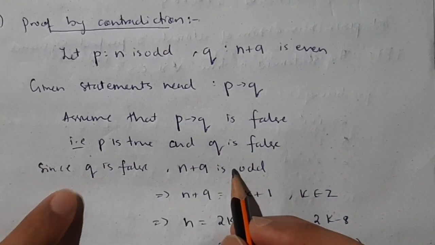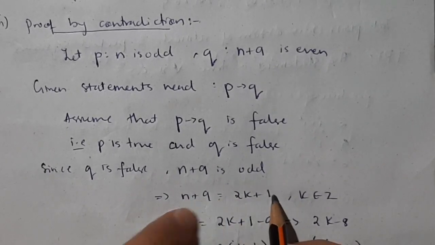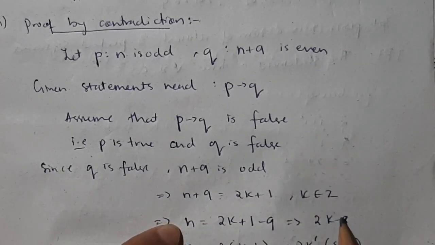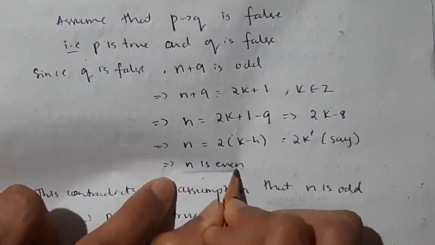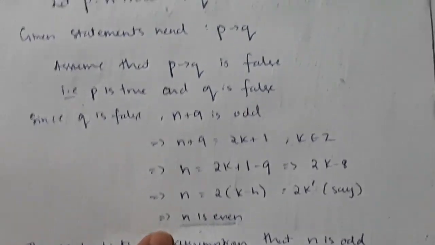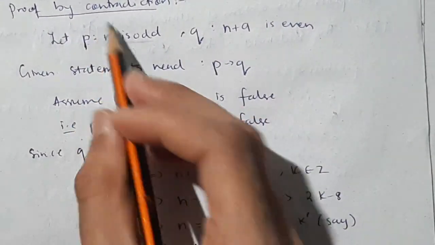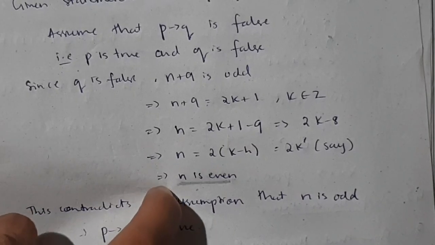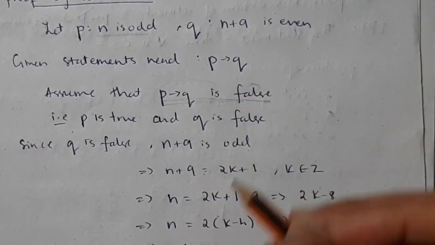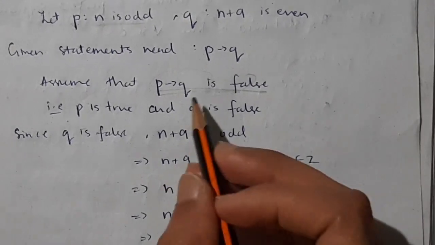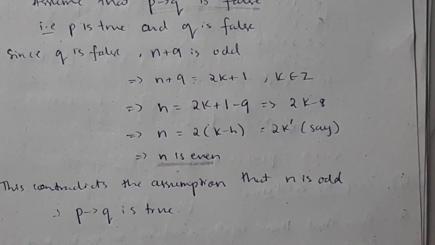If we take it as odd, then n plus 9 can be represented as 2k plus 1, so n will be 2k minus 8, which is even. So n is even, we got here. But we had assumed that n is odd, right? P is true, which means n is odd, but we got n is even, so it's a contradiction. While we consider this, there arises a contradiction, so this should be wrong. So if this is wrong, that means P conditional Q is true.